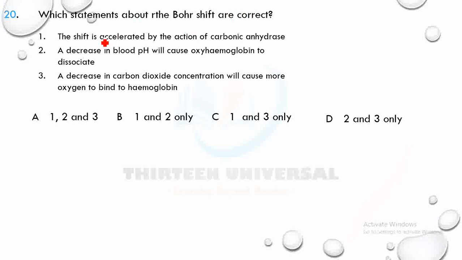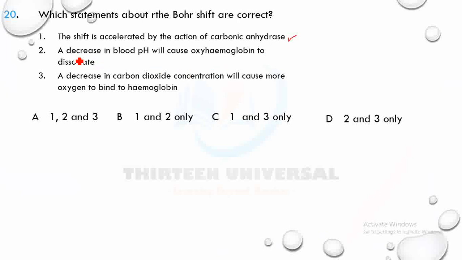They say the shift is accelerated by the action of carbonic anhydrase. Yes, carbonic anhydrase will increase the reaction between CO2 and water to produce more protons and hydrogen carbonate. So once more protons are produced, oxyhemoglobin will release oxygen faster to combine with the protons, so it will facilitate it.